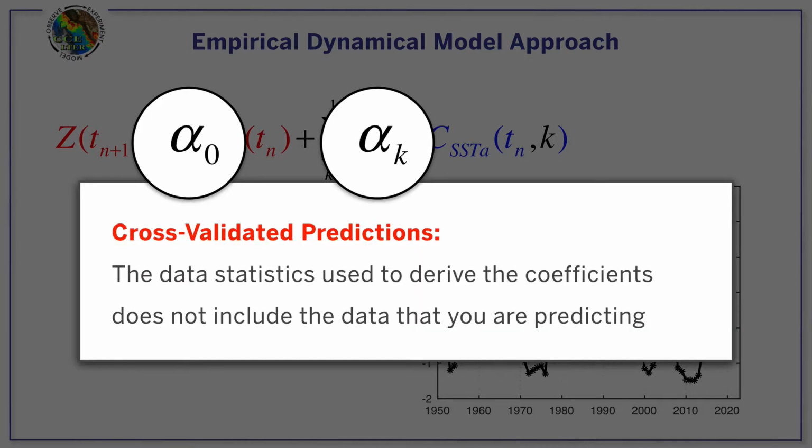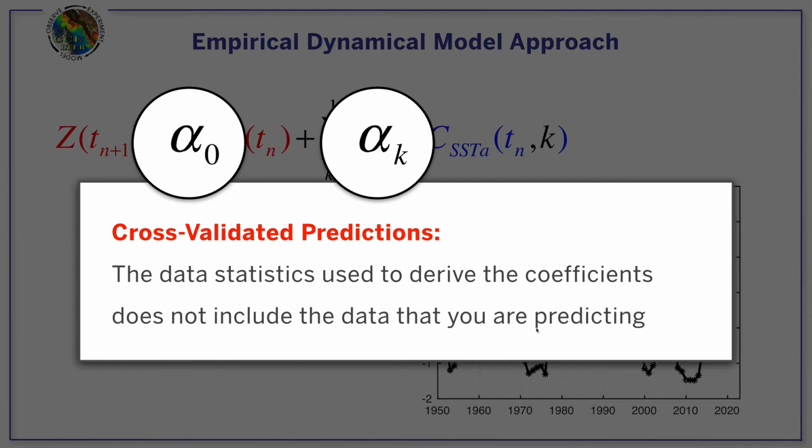And the cross-validation, what that really implies is that the data statistics that are used to derive the coefficients, these guys over here, do not include the data that you're trying to predict. In other words, you're trying to predict data, but the model training has never seen that data. So that in some sense, this is a more realistic estimate of the skill.